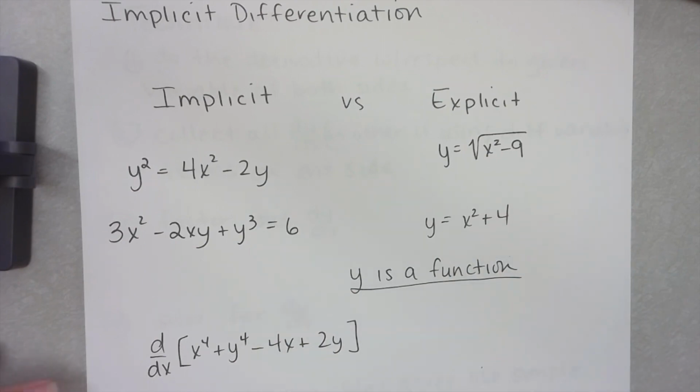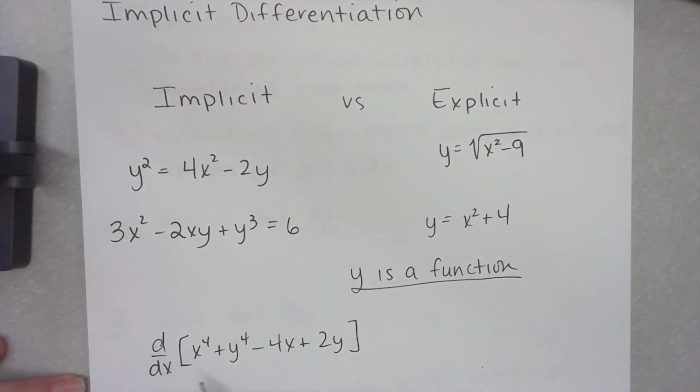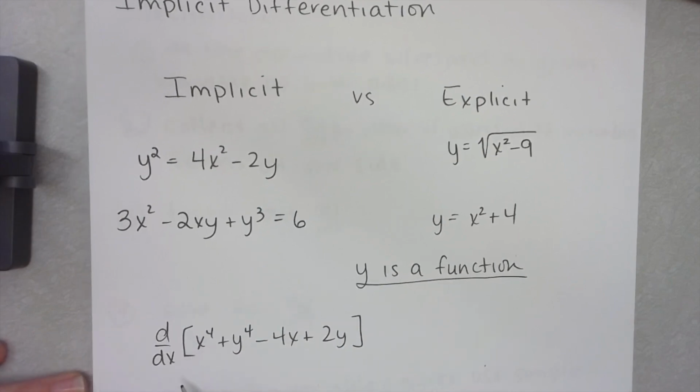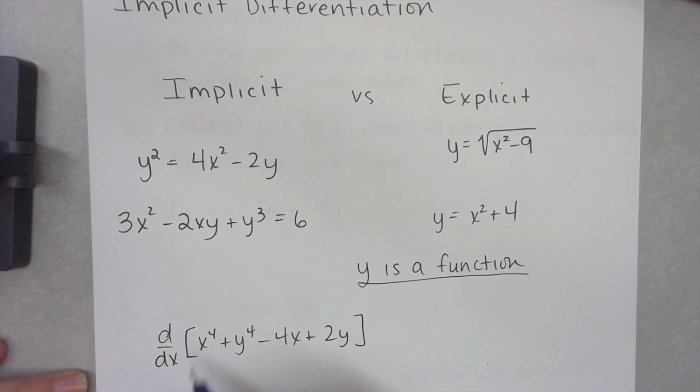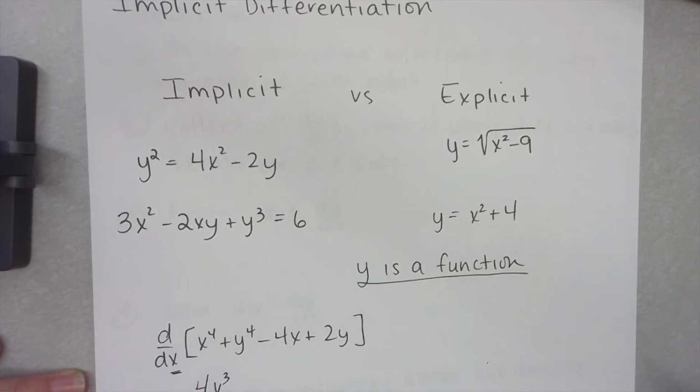So I just have some different terms here that we're going to differentiate with respect to x. This is the variable that we're doing the derivative with respect to. When we're approaching variables that match, like this x to the fourth, it's a normal power rule situation. So this first term is just 4x cubed. Now my next one is y to the fourth.